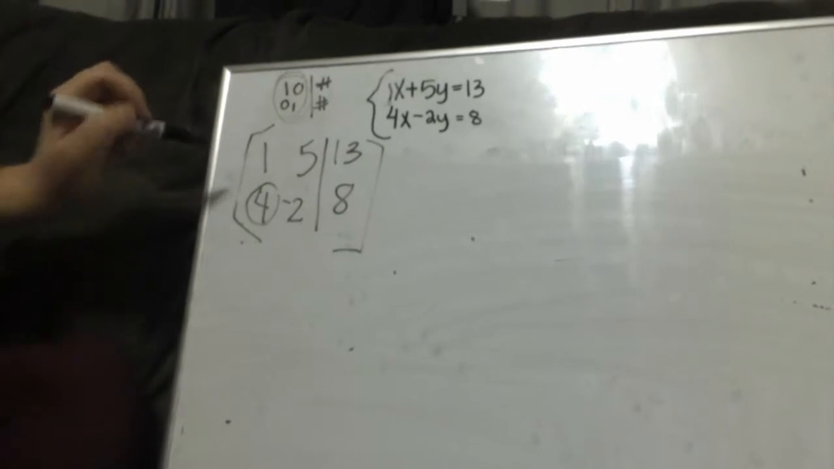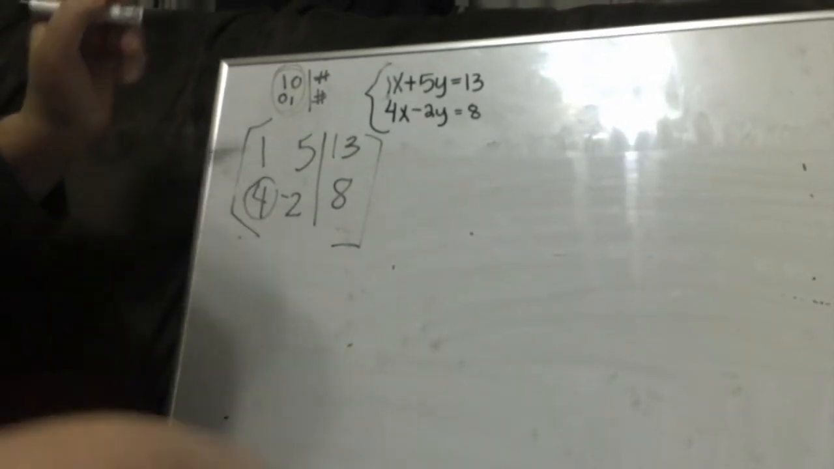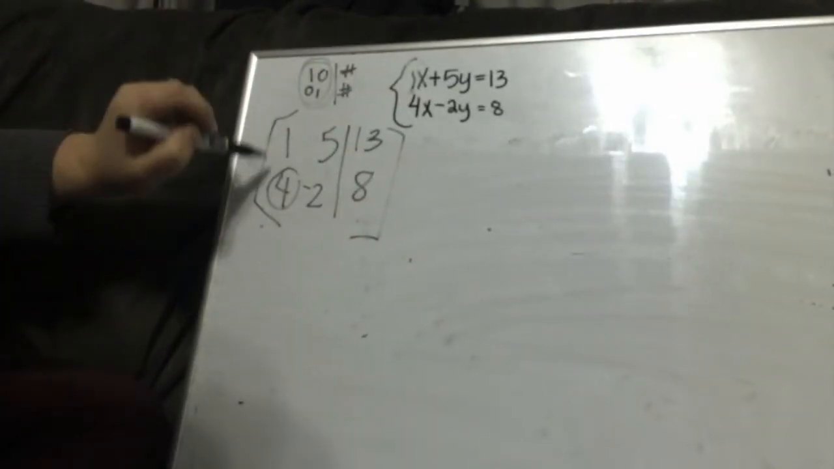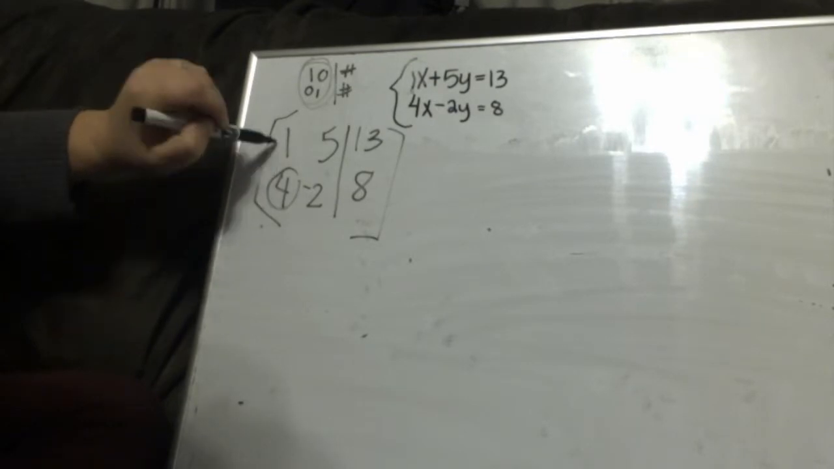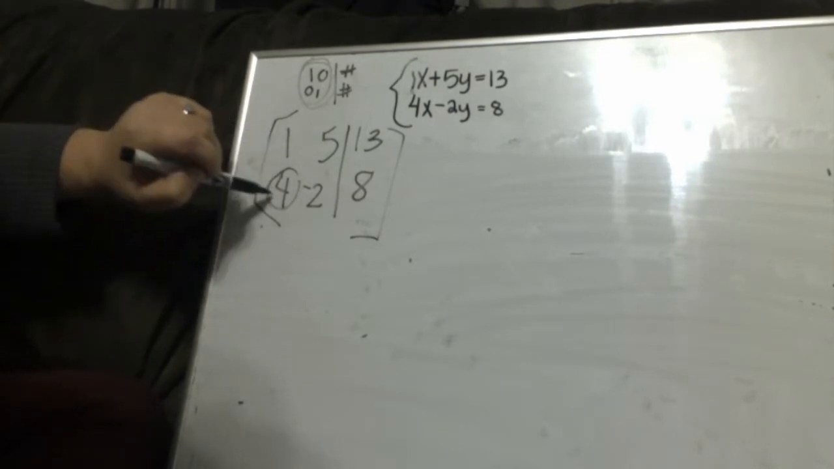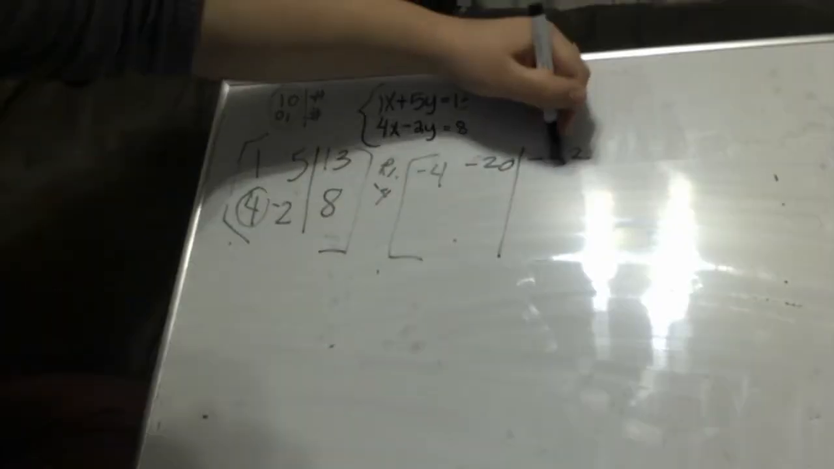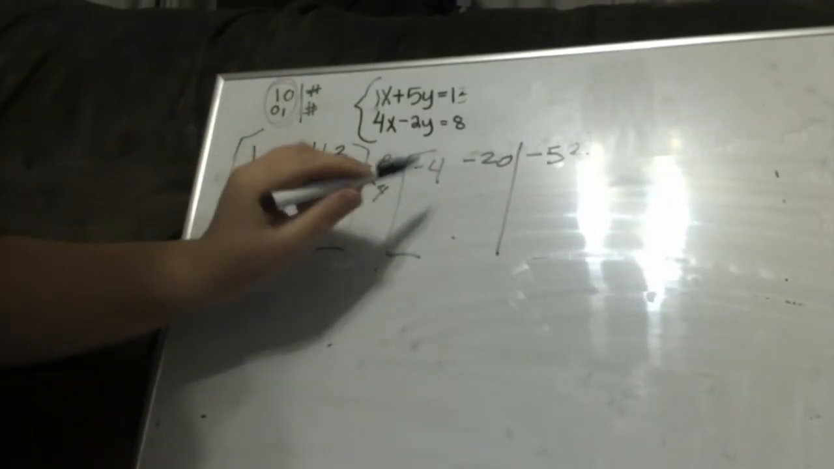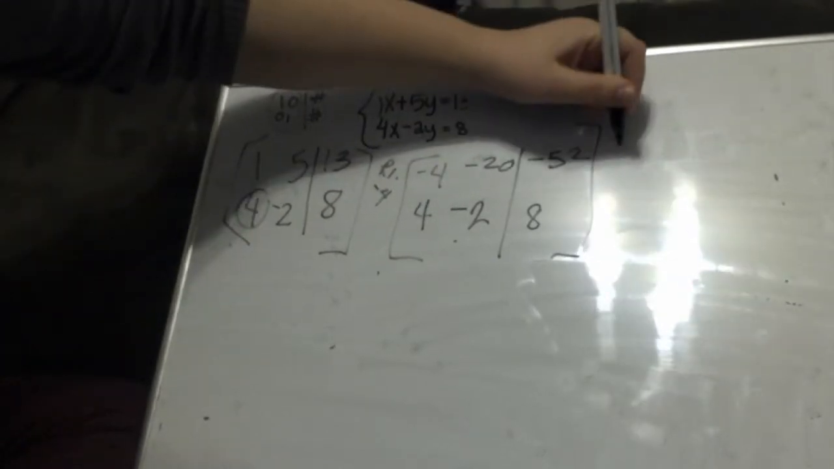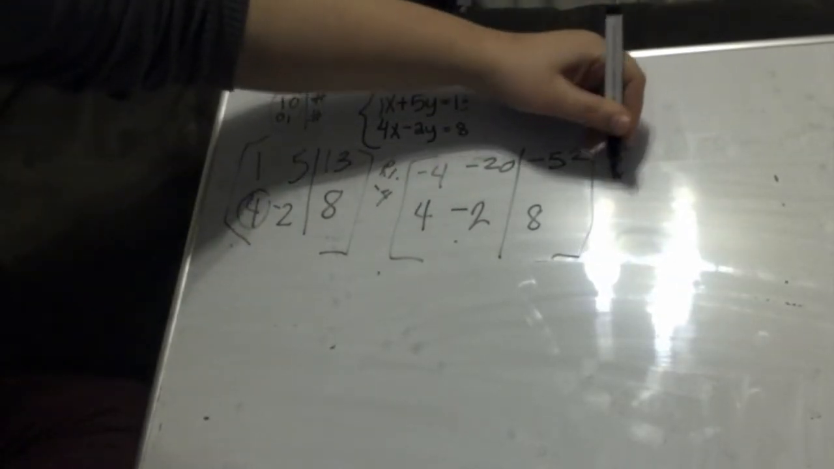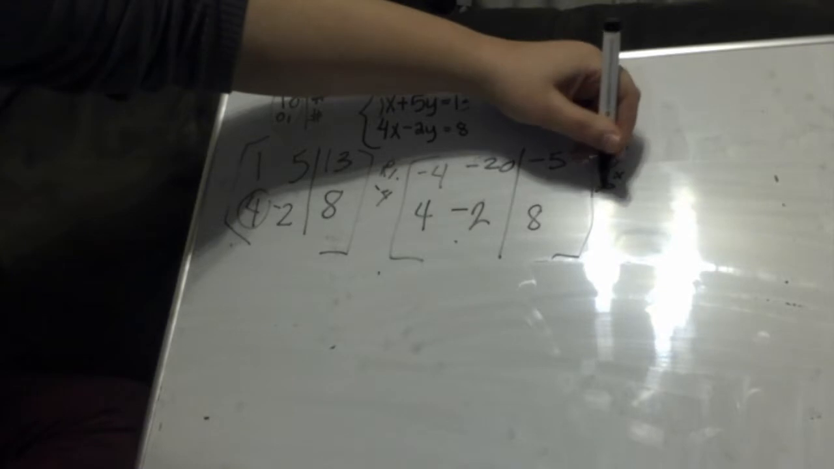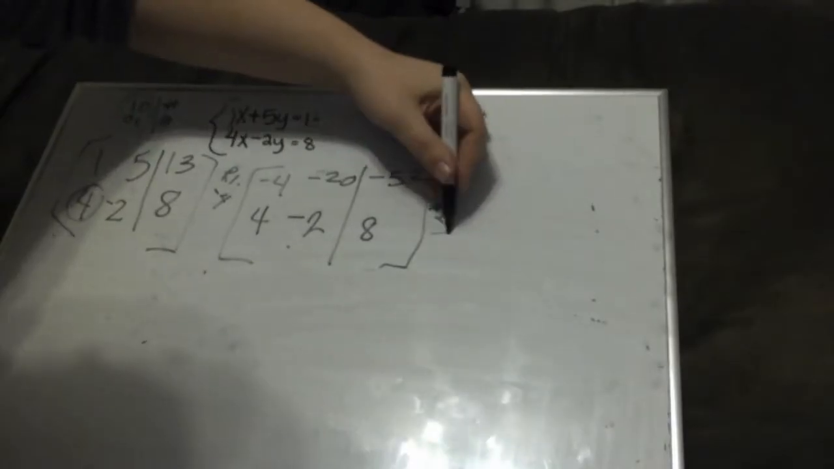I'm going to multiply my row 1 by a -4 so that I can make this into a 0. So row 1 times -4. I'm just going to keep this row the same. So I'm going to add row 1 plus row 2, and put it in the row that I wanted to be 0, so I'm going to put it in row 2.